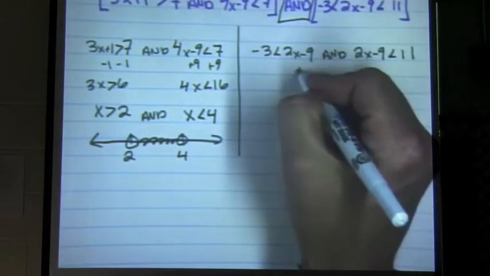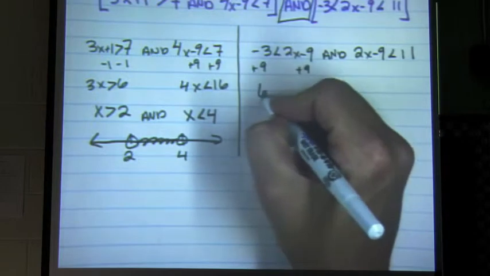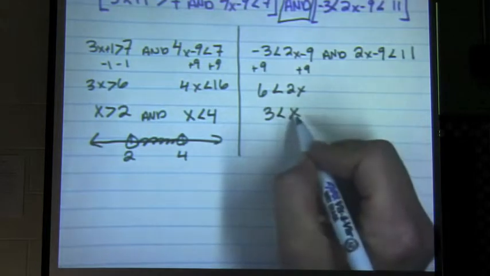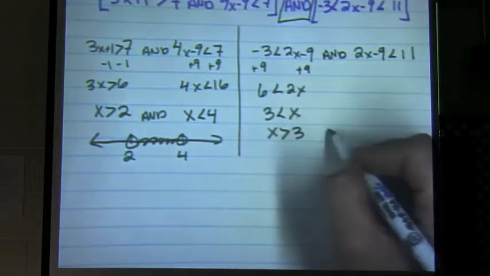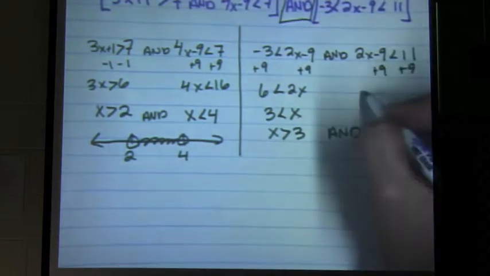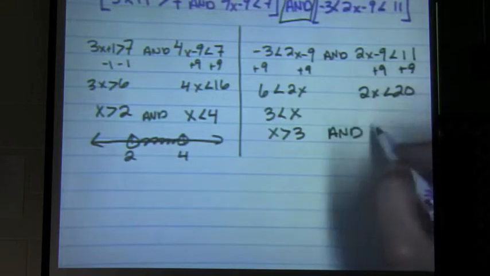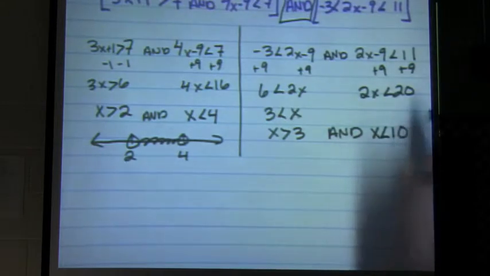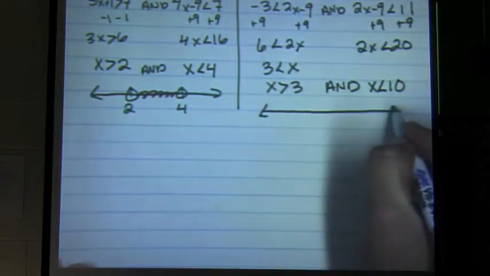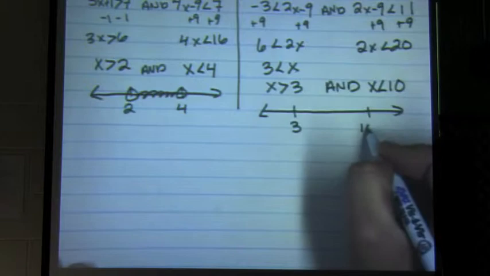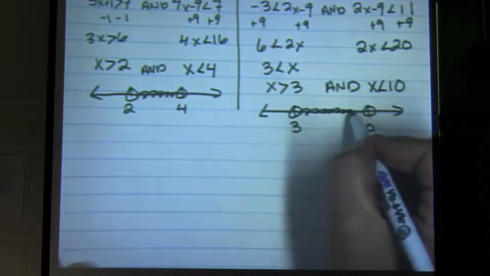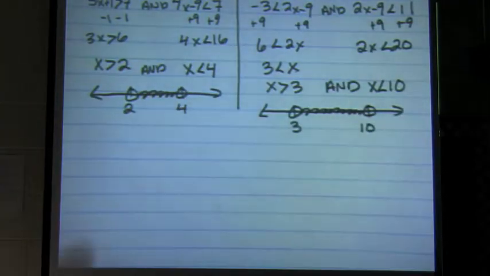On the right, go ahead and solve for x, both sides. 6 is less than 2x, divide both sides by 2. 3 is going to be less than x, or x is greater than 3. And add 9 to both sides. 2x is less than 20, divide both sides by 2. X is less than 10. Graph the right side. Got a spot at 3, a spot at 10. Open circles, it's greater than 3. It's going to the right. It's less than 10, so it's coming back to the 3.